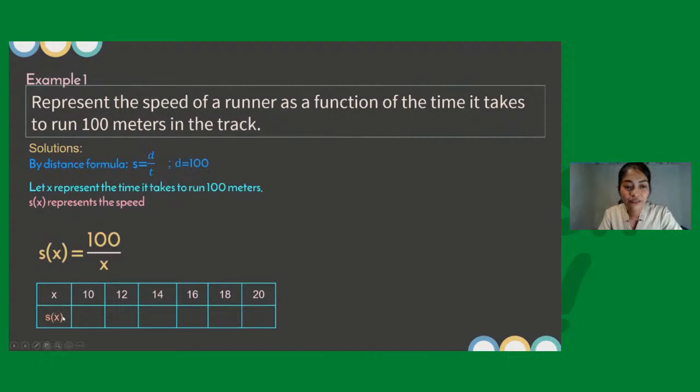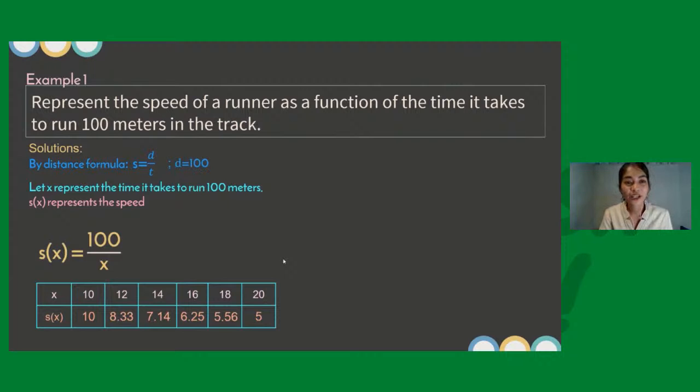So we can solve this s of x by simply substituting the value of x in our equation or function. So that will be 100 divided by 10 is 10. Next, if time is 12, the speed will be 8.33. For x equals 14, s of x will be 7.14. And if the time traveled is 16 minutes, s of x will be 6.25 and so on. So this one is one of the representations of rational functions using tables of values.